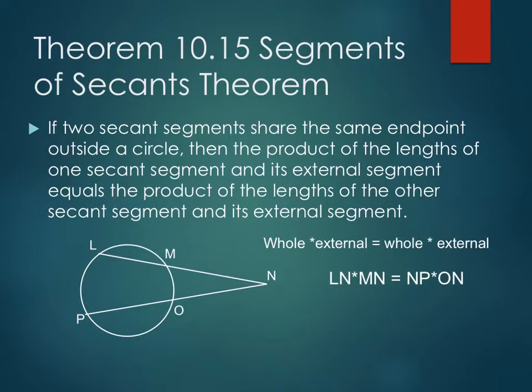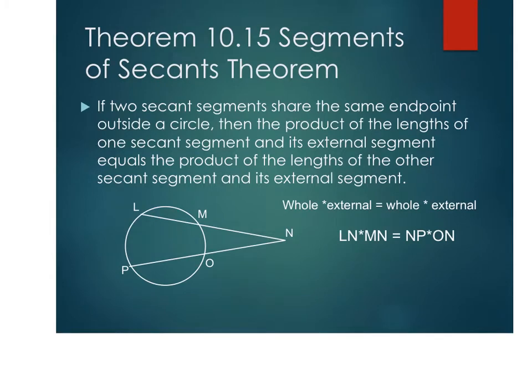Theorem 10.15, segments of secants theorem. If two secant segments share the same endpoint outside of a circle, then the product of the lengths of one secant segment and its external segment equals the product of the length of the other secant segment and its external segment. So we're going to be multiplying the whole secant segment times the external.